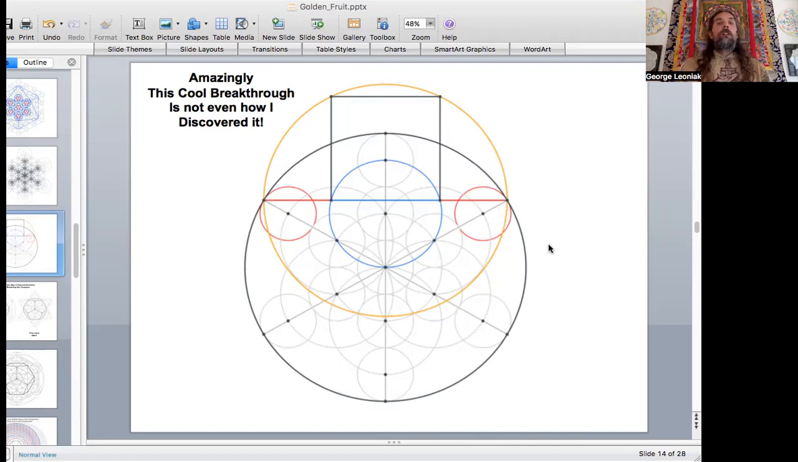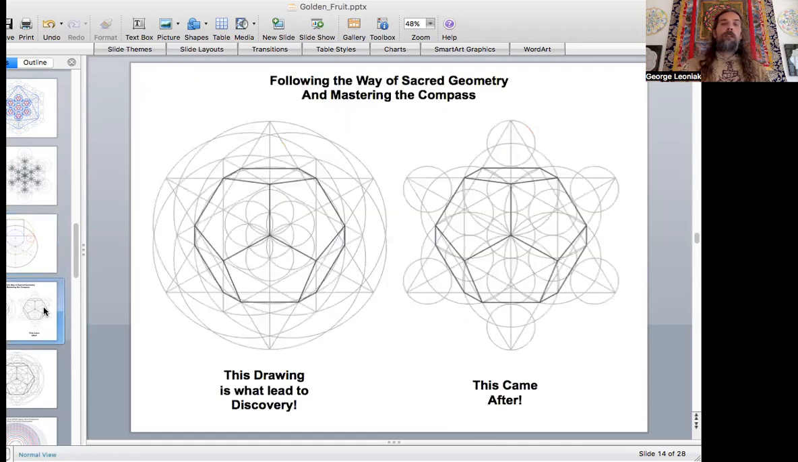But this is how I got to this amazing discovery and breakthrough, because it had really nothing to do with this circle pattern at first. In my previous 2 videos to this one, from earlier last month, they are all about the square roots and sacred geometry, and the way of sacred geometry and learning to master the compass.